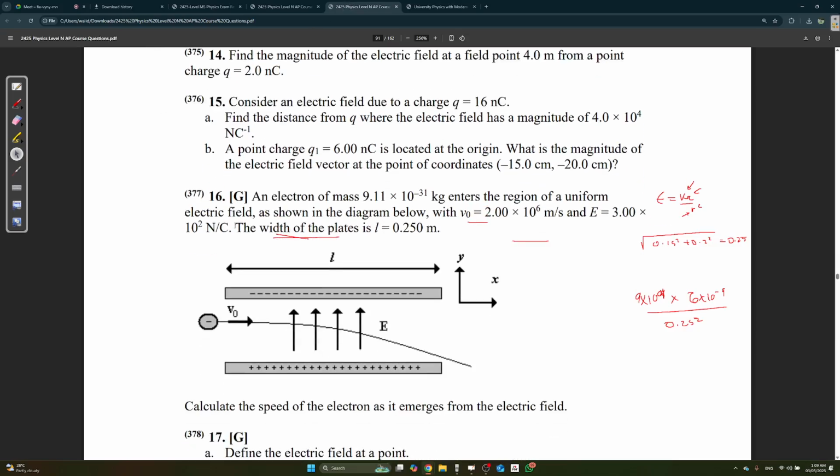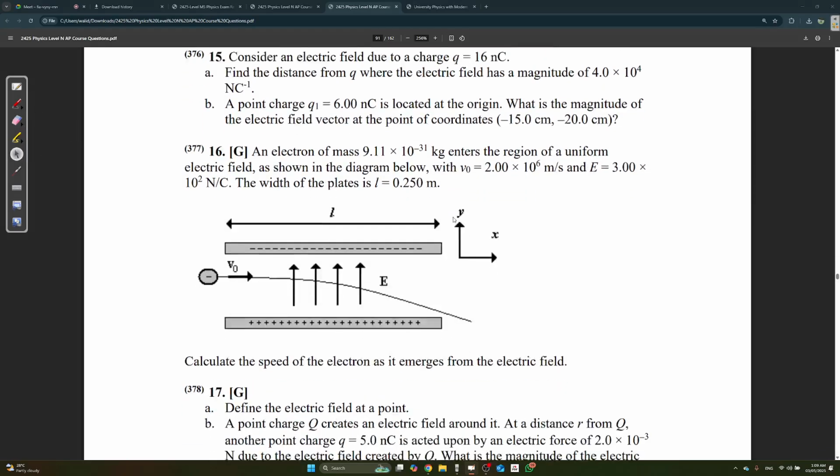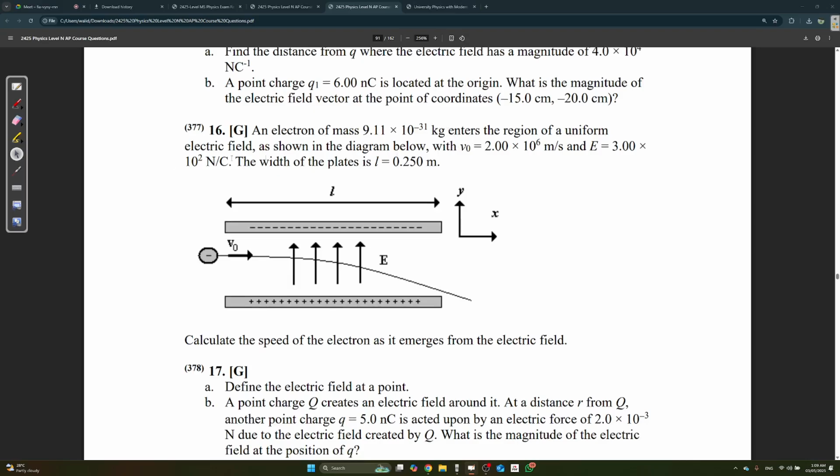Okay, moving on, question 16. An electron of mass 9.11 times 10 to the minus 31 kilograms enters the region of a uniform electric field, as shown in the diagram below, with V node 2 times 10 to the 6 meter per second, and the electric field is 3 times 10 to the power of 2 Newton per Coulomb. The width of the plate is 0.25 meters. Calculate the speed of the electron as it emerges from the electric field.